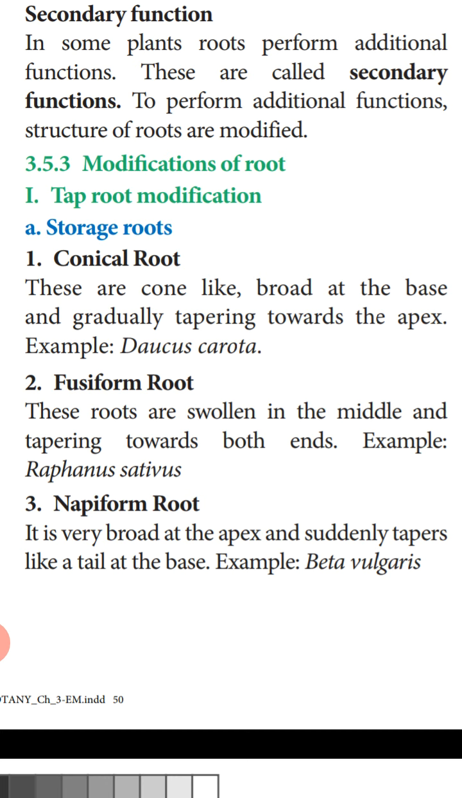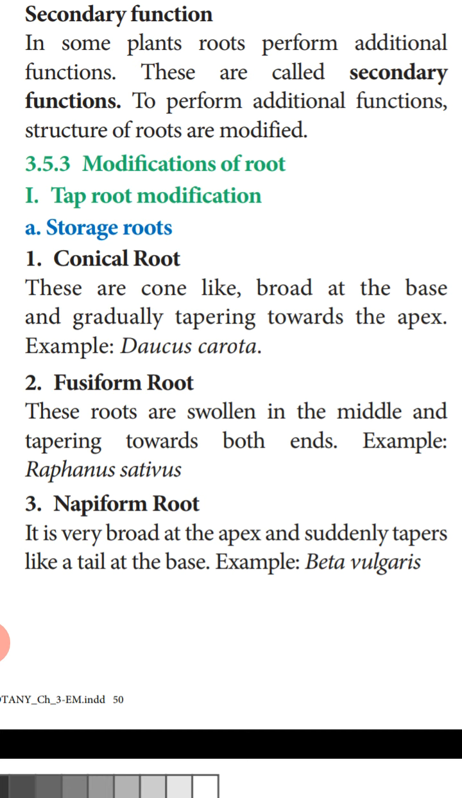Already we studied there are two types of root system, the taproot system and the fibrous root system, or the adventitious root system. First, let's study the modifications seen in the taproot system. The first modification seen in the taproot system is the storage roots. As the word storage suggests, food is getting stored in the roots. As a result, the shape of the root is modified. That we are going to study here.